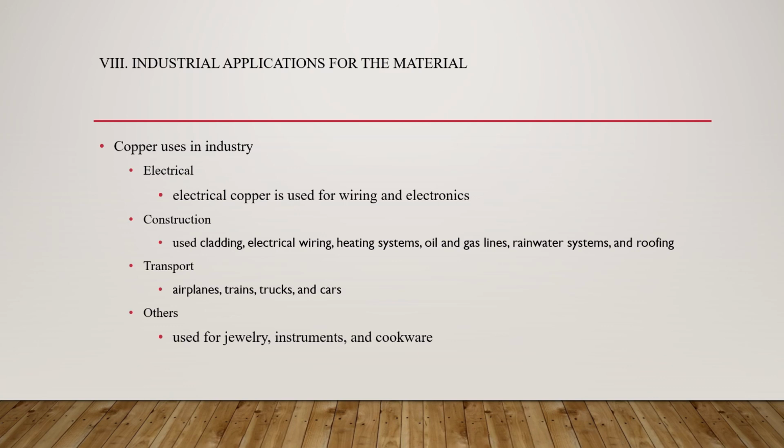Industrial applications for the material. Copper is used in a wide variety of industries. In the electrical sector, electrical wiring and electronics will use copper. Construction uses it in cladding and electrical wiring as well, plus heating systems, oil and gas lines, rainwater systems, and roofing.